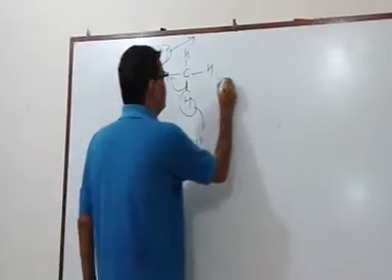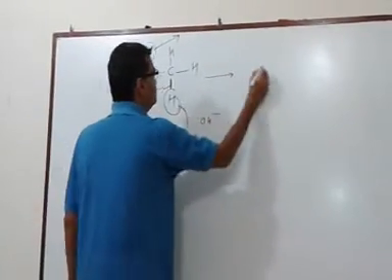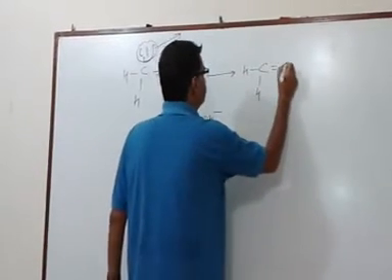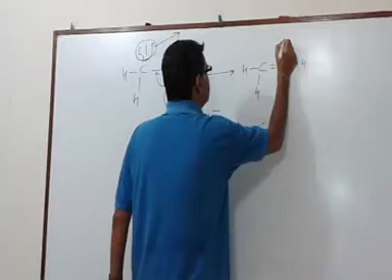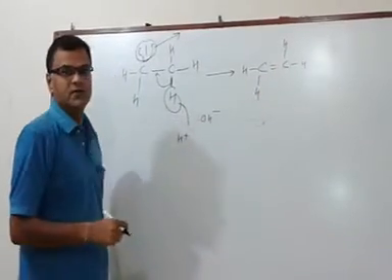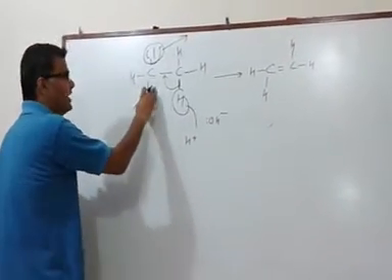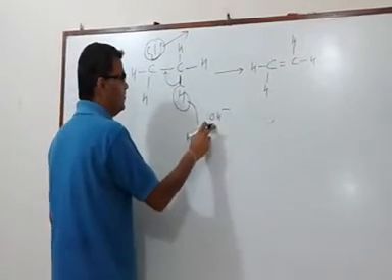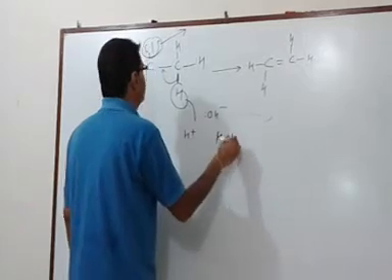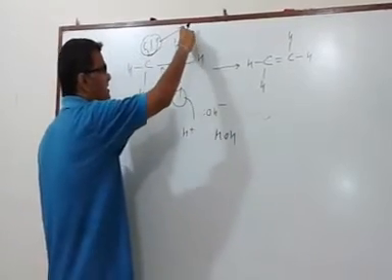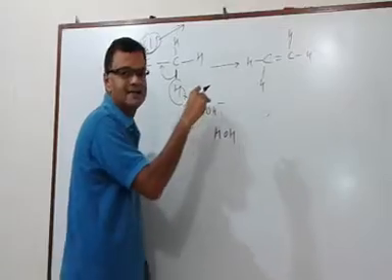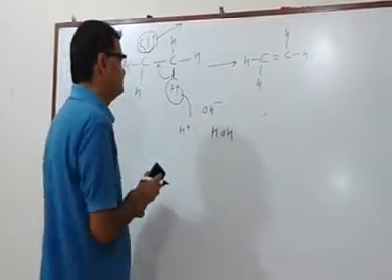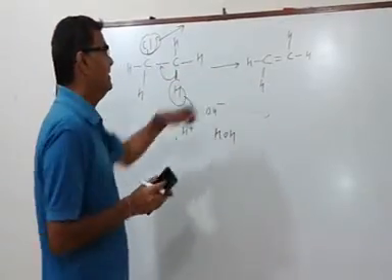So the final product obtained will be CH2=CH2, with a double bond over here, which is ethene, an alkene. So dehydrohalogenation provides an alkene. This H+ will go with OH-, it will form water, and this Cl-, which goes away, may react with K+ and form KCl. We are not concerned with that in the mechanism part. So this is the way the E2 mechanism occurs.